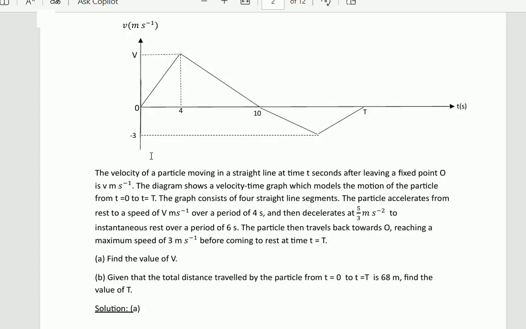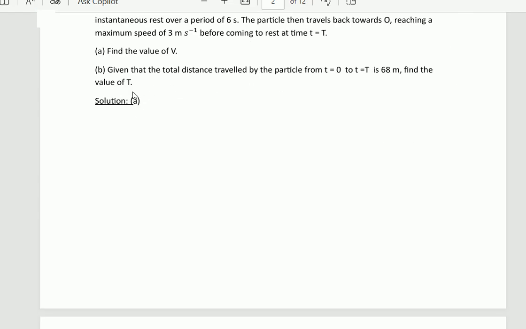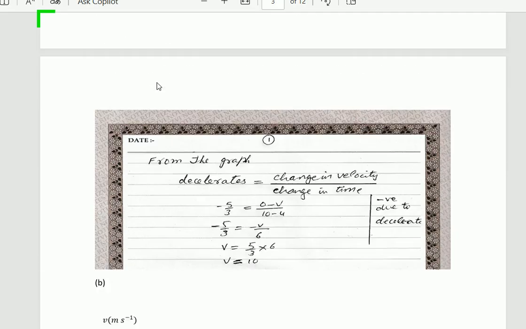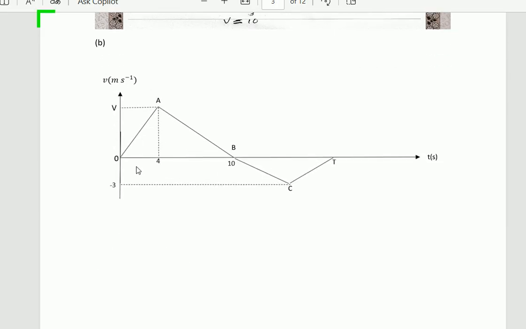For part B, it is given that the total distance traveled by the particle from t equal to 0 to t equal to t is 68 meters. Find the value of t. Now we shall explain the solution of part B.